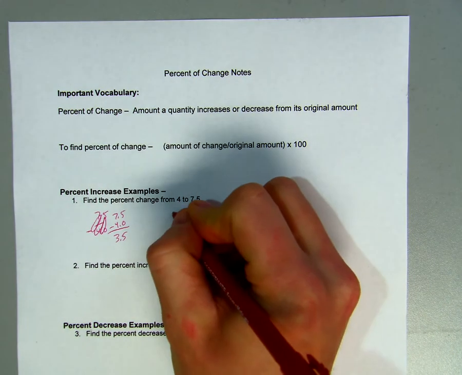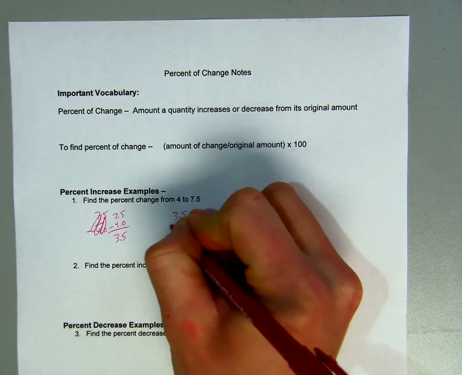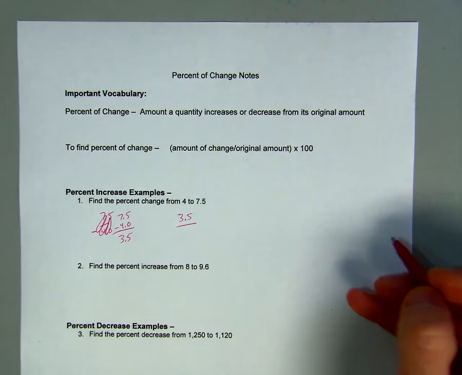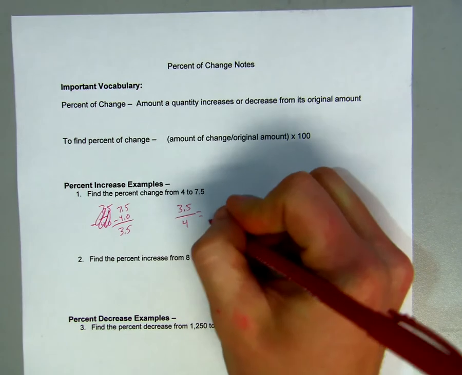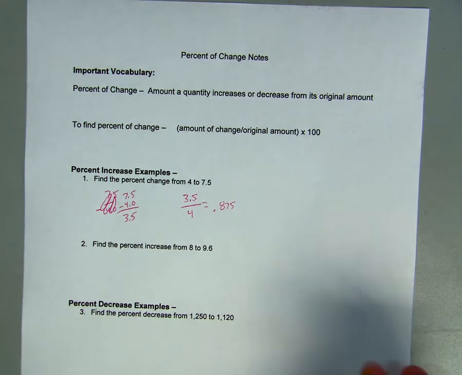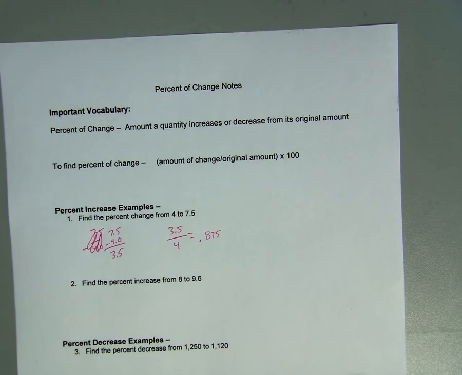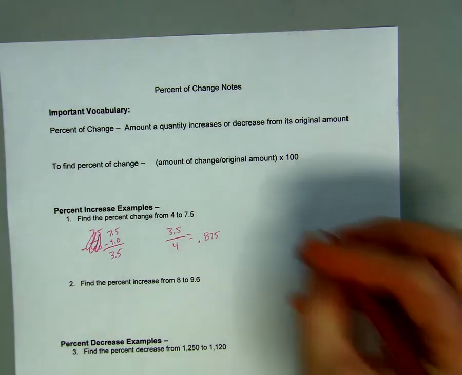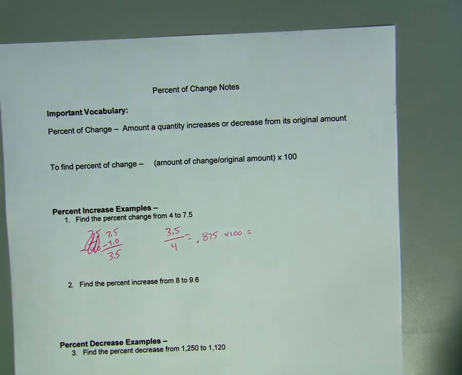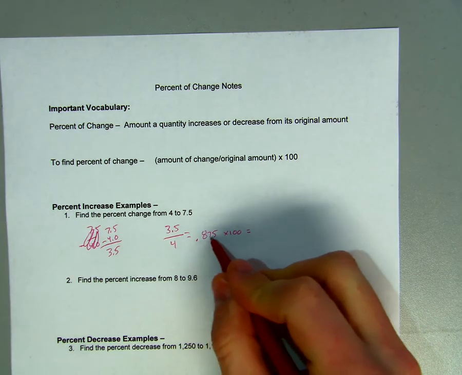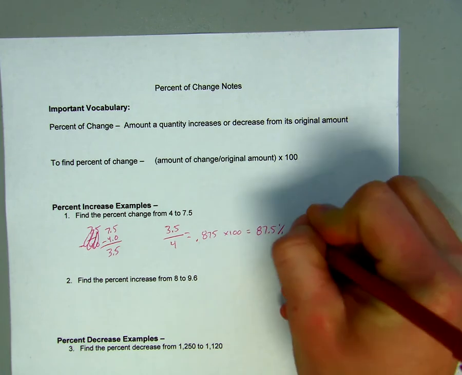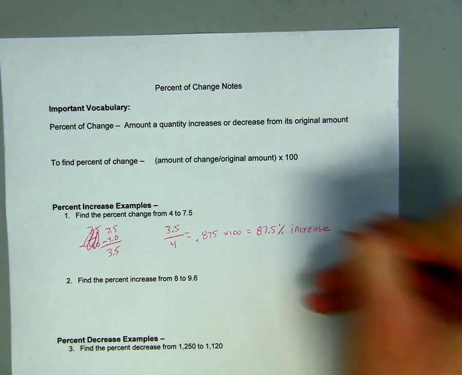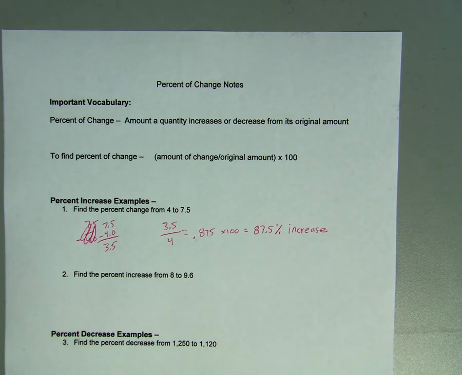So I'm going to place my change amount and divide it by the original amount, and the original amount is 4. So now I'm going to divide 3.5 divided by 4, and I get 0.875. My next step is to multiply that by 100, because that's going to turn it into a percentage. When I multiply by 100, all I'm doing is moving the decimal place over twice, so I get 87.5% when I put increase after it. That lets me know it's a positive change.